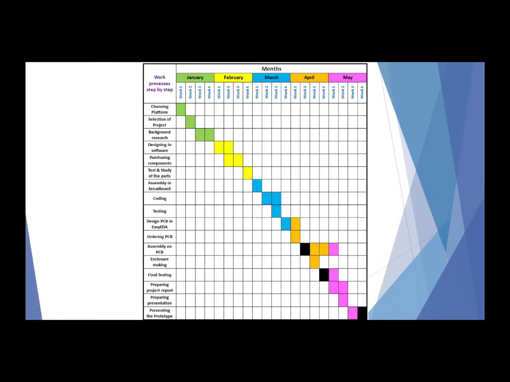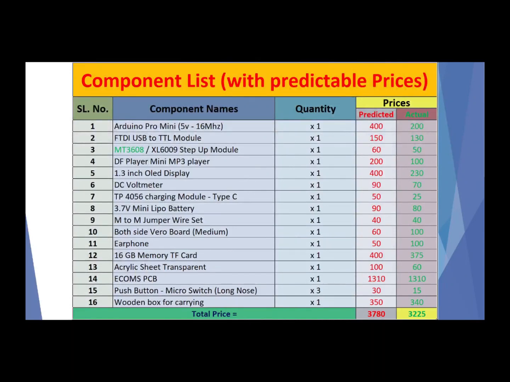You can see this is the total work plan, from the first week of January to the 3rd week of May. Step by step we went forward and we completed our project in time. And this is the component list along with the predicted price and the actual prices. Our actual price is quite low compared to our predicted price.